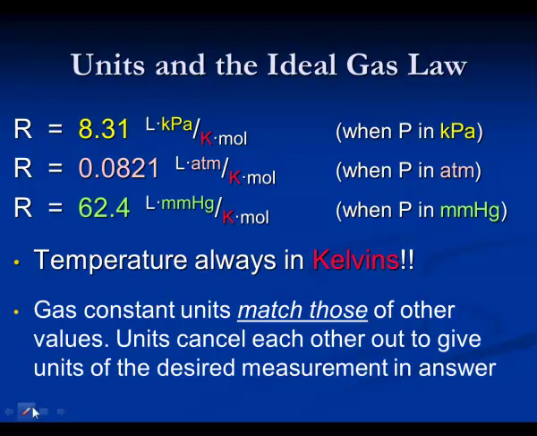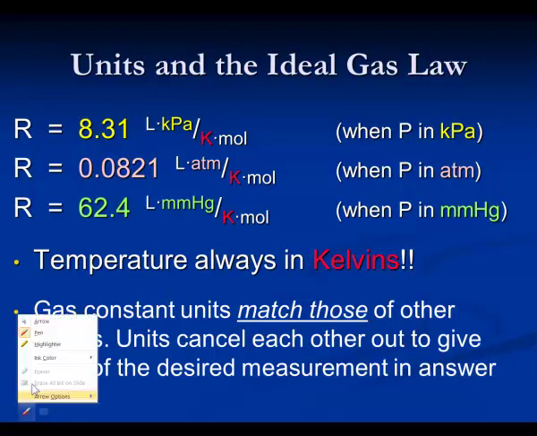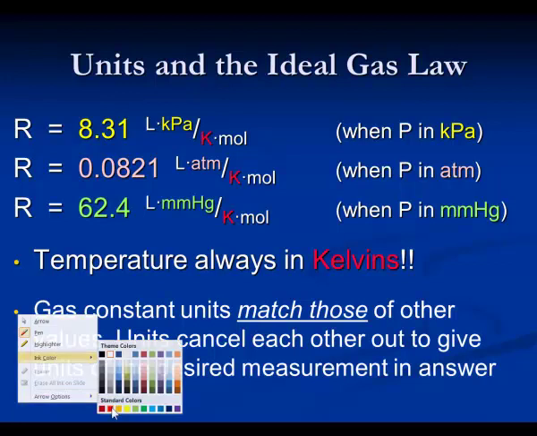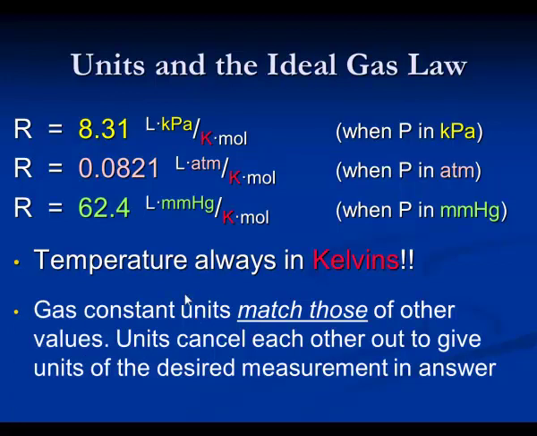Here are those ideal gas constants, the values for the ideal gas constants, and they depend on the units that we're using for pressure. If the pressure is measured or given to you in kilopascals, then the value for R is 8.31. And look at the units. It's a big funky unit composed of 4 separate measurements. The ideal gas constant units are liters times pressure of some value, in this case kilopascals, over kelvins, the units for temperature always, and moles.